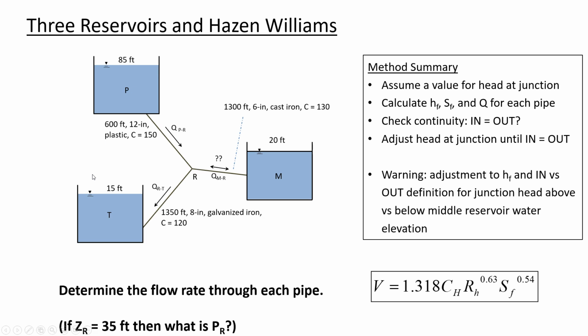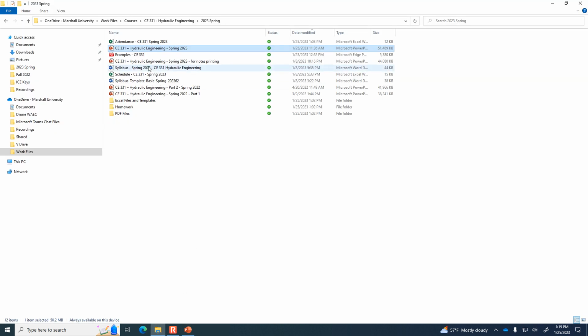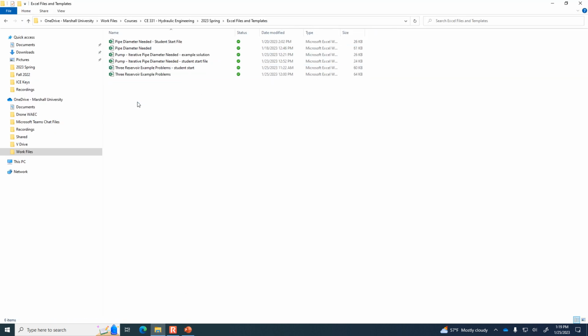Okay, so here's the problem. The template file that you can find available on Blackboard, let me open that up. It is this student start.